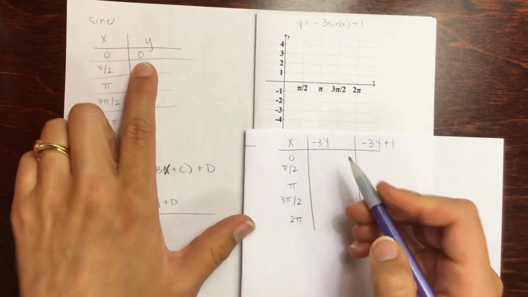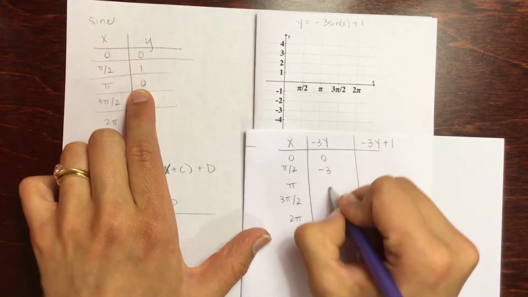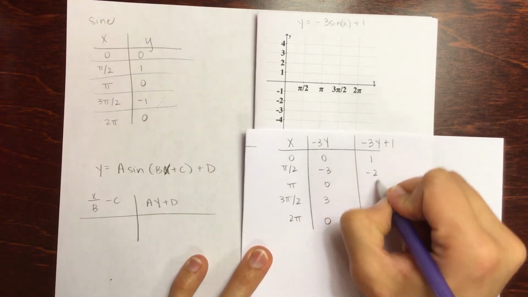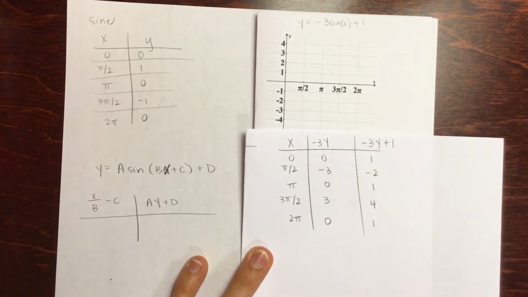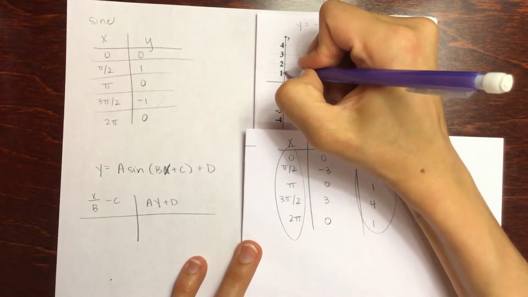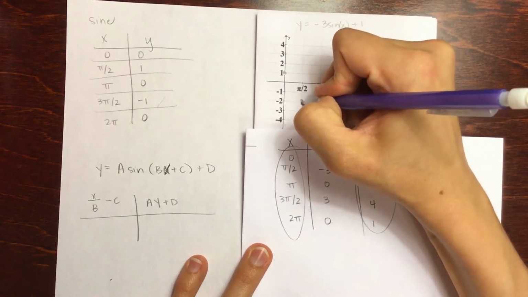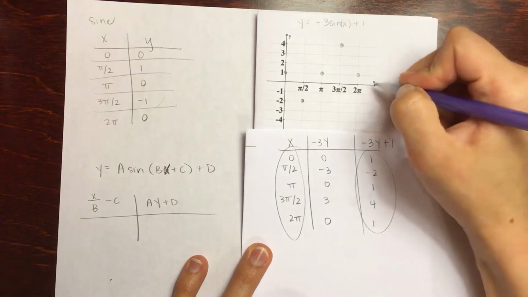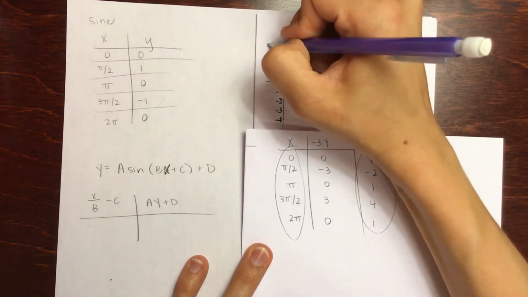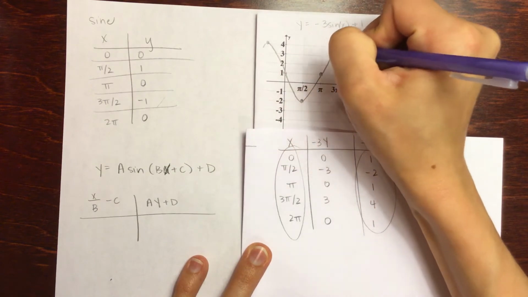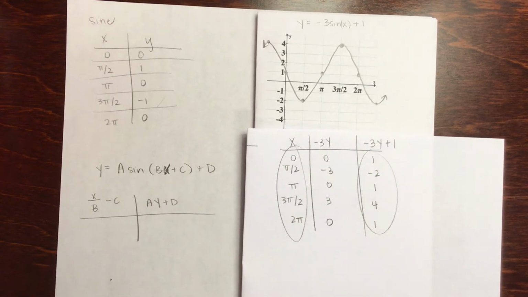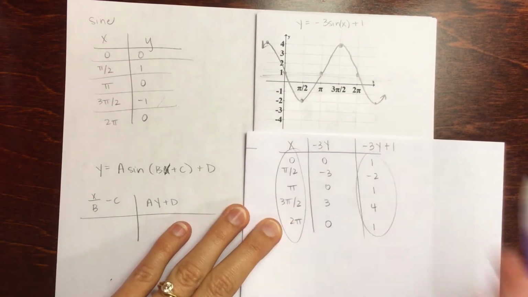So negative 3 times these y values, and then add 1. I almost made an error again. So I'm going to plot these coordinate points here: 0, 1; pi halves, negative 2; pi, 1; 3 pi halves, 4; and 2 pi, 1. And I could continue on plotting if I wanted to. And there's my graph. It has been flipped upside down, stretched 3 times taller, and the center has been moved up 1.